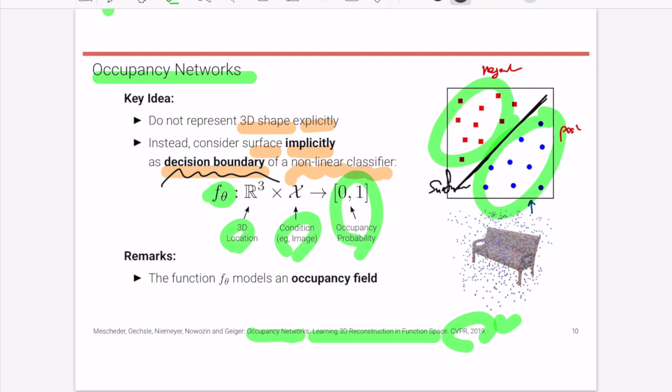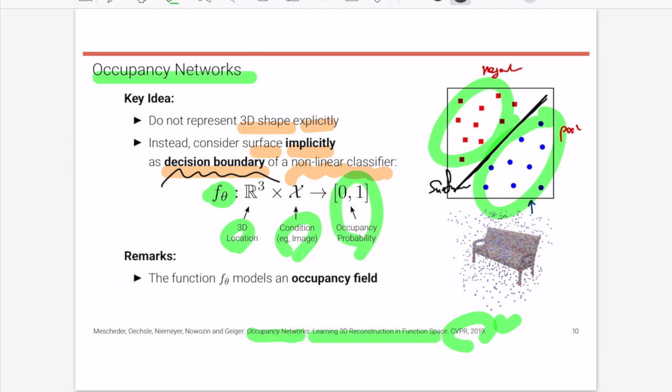Occupancy in this case is just whether this point is an object or not, that is, whether this point is occupied or not. Because during the training we already know the ground truth occupancy field, we can find the optimal parameter theta that explains this mapping relationship between the 3D point and the occupancy probability.